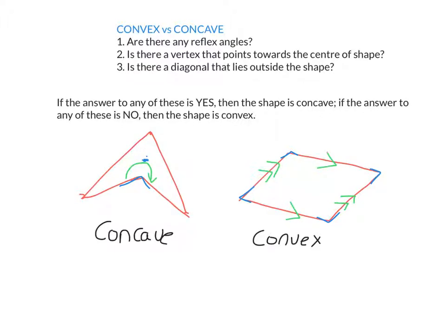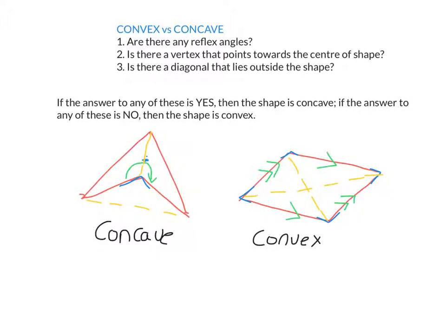For the last one, note diagonals are lines that join non-adjacent vertices. So for the concave shape, this yellow line here is a diagonal, and this is also a diagonal. See, the second diagonal is outside the shape, whereas for a convex shape, the lines that join non-adjacent vertices, this is a diagonal and this is a diagonal. So you can see the concave shape has a diagonal outside the shape, whereas the convex does not. That's why you can use any of these three questions to determine whether a shape is concave or convex.